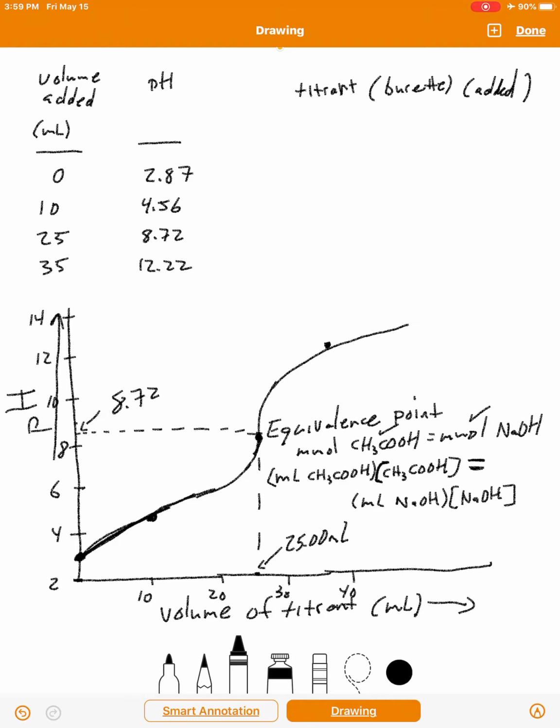So there's a nice little representation of a titration of a weak acid in which a strong base is added to a weak acid. Okay?